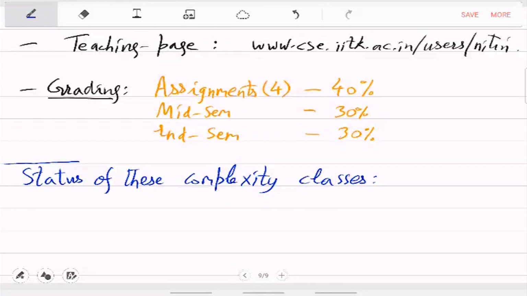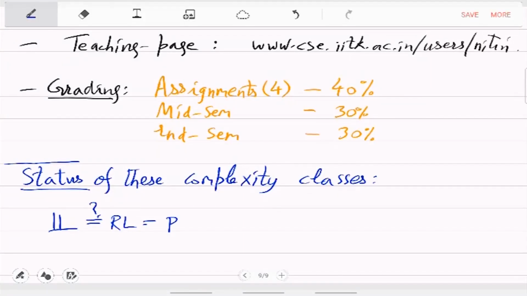So log space is contained in RL, but we don't know whether they are equal. RL, which is randomized log space, is contained in P. We don't know whether they are equal. If they are equal, it will be very surprising, because that will mean that any polynomial time algorithm can also be run on log space using random bits. That will be surprising. So we expect them to be different, but we don't know for sure.